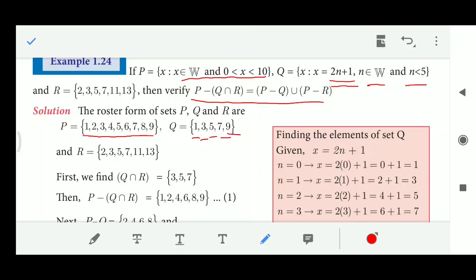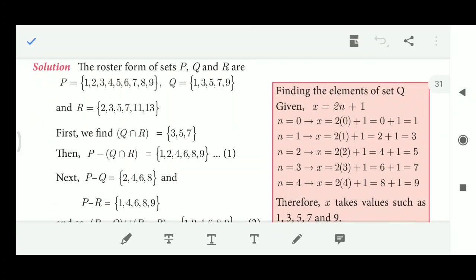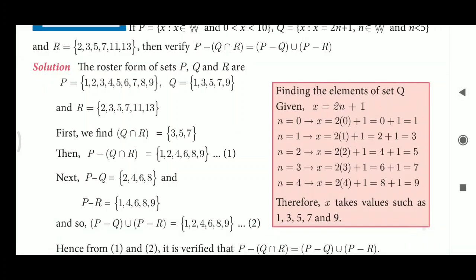So first in the left hand side, you have to find Q intersection R. Here the Q intersection R is {3, 5, 7}. Then you have to find P minus (Q intersection R). To get this, we have to neglect the common elements between the set P and Q intersection R. Then you will get {1, 2, 4, 6, 8 and 9}.